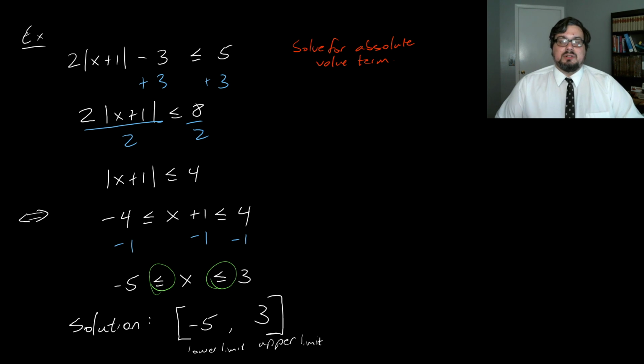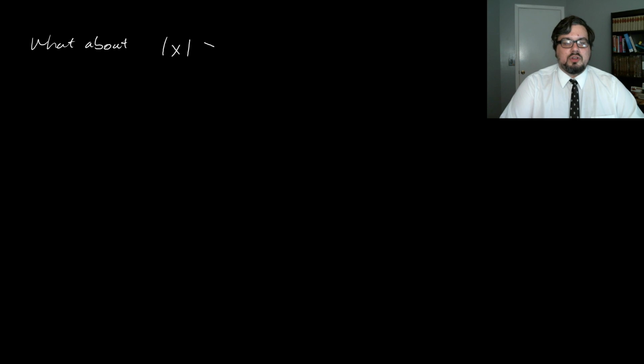So that's how we handle inequalities involving an absolute value where the inequality is of the form the absolute value is less than something else, or less than or equal to something else. Let's talk about what we do when the inequality is greater than or equal to, because this is a little bit different. So what about something like the absolute value of x is greater than, we'll do greater than or equal to 3.